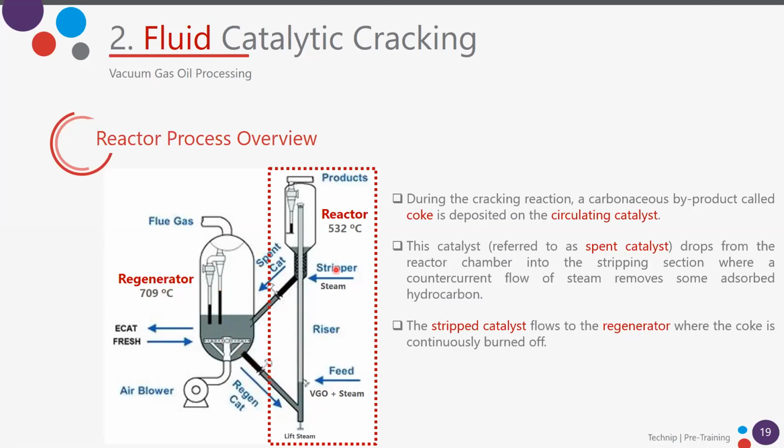You can see here also that the reactor temperature more or less is 532 degrees. As we have seen, the reactions that take place here require heat. We have endothermic reactions, and we have here an exothermic reaction, that is the combustion of the coke on the catalyst. Okay, so this is more or less what happens in the reactor. Let's see now the regenerator, and then we can have the questions.